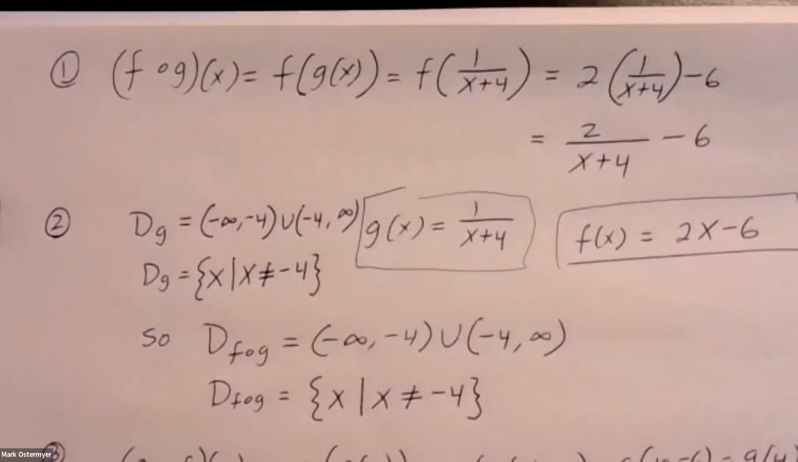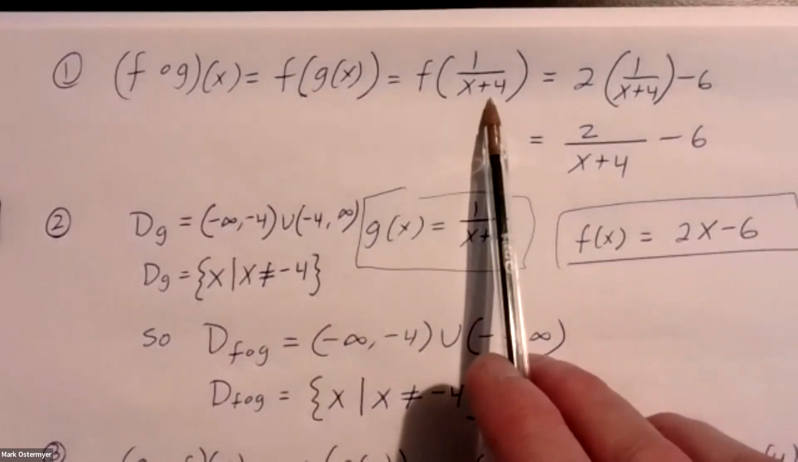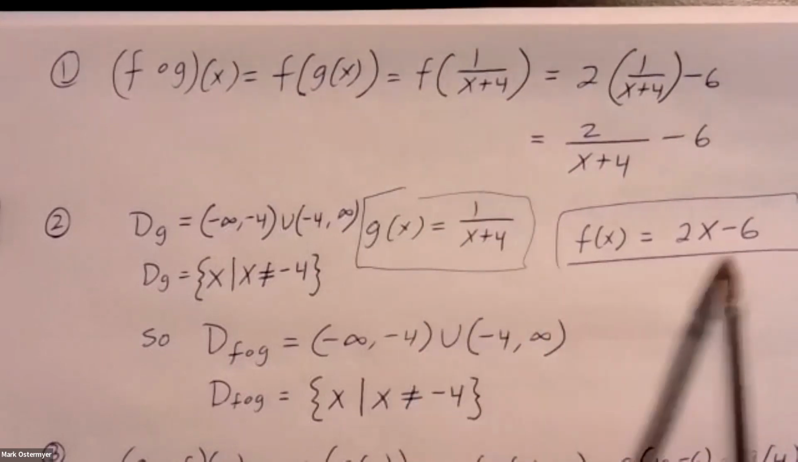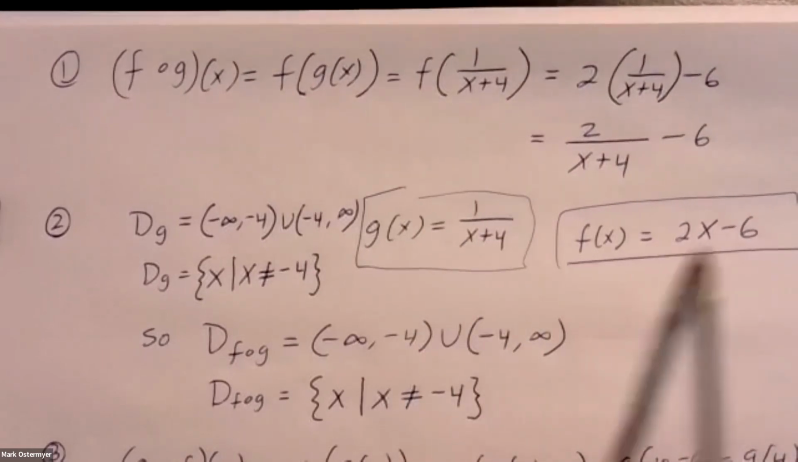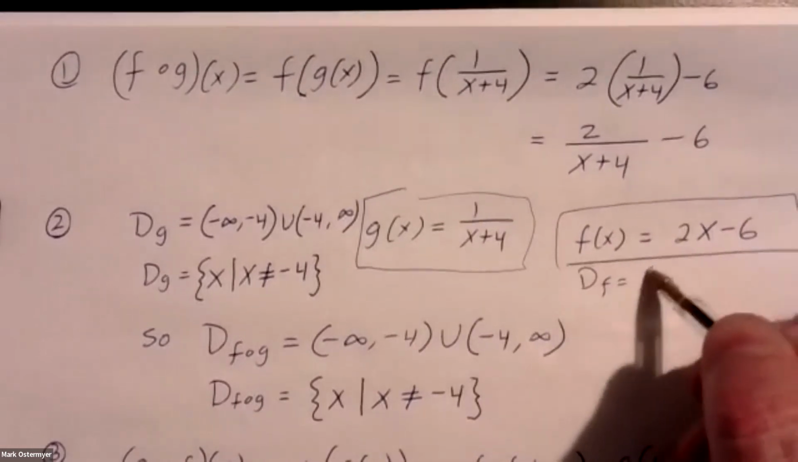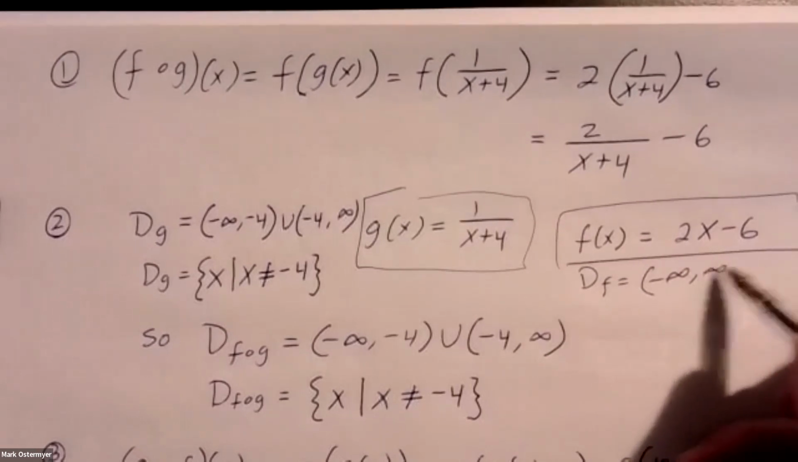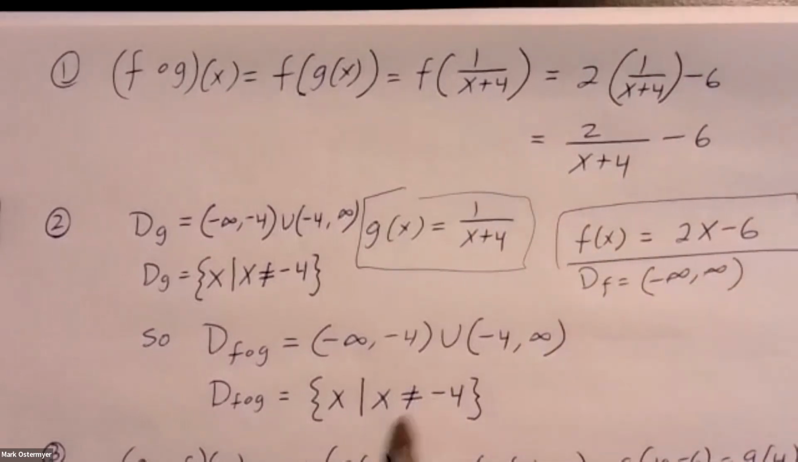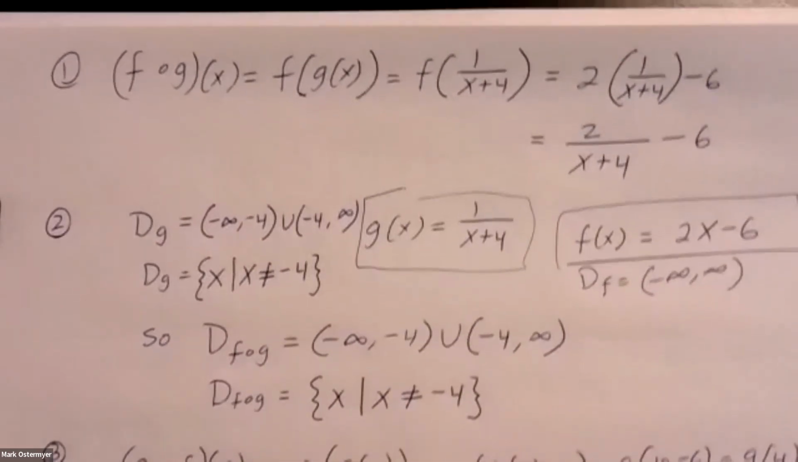All right, but you don't have to worry about anything else not being in the domain of function F composed with G, because F evaluated at any other number is going to be defined, because the domain of F of X, being a polynomial function, is all real numbers. Okay, the domain of function F of X is all real numbers. So -4 is the only number that must be excluded from F composed with G. And you can represent it either way there.